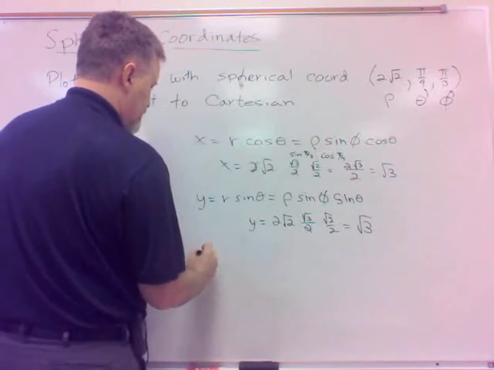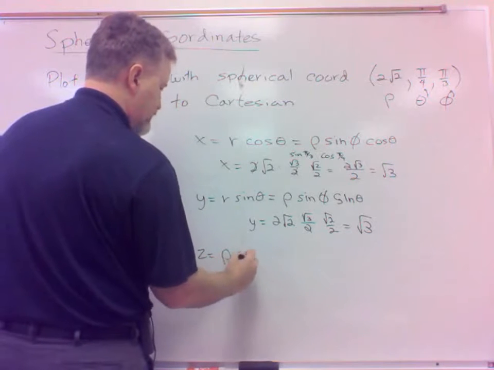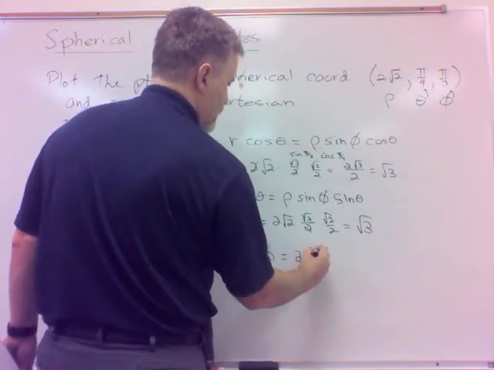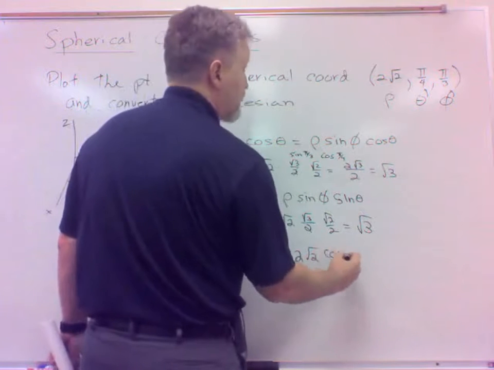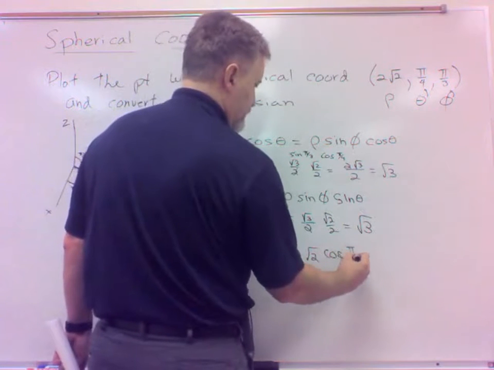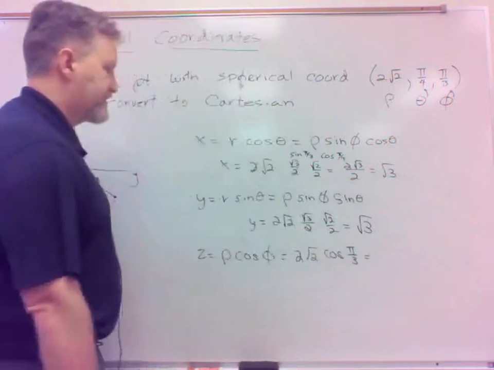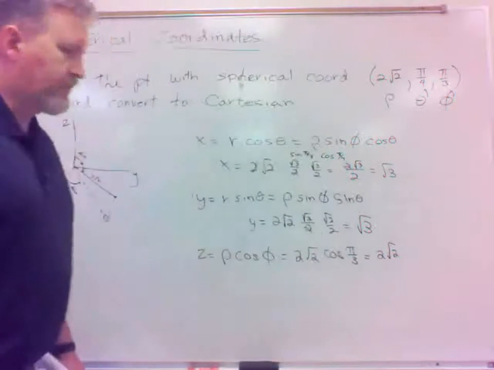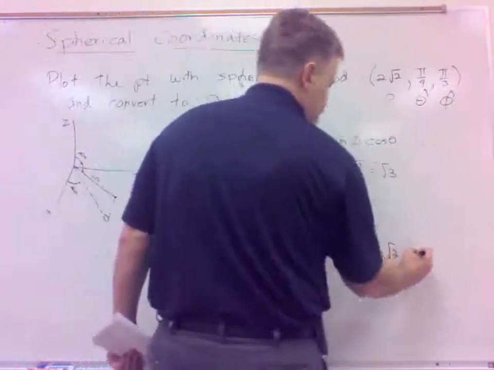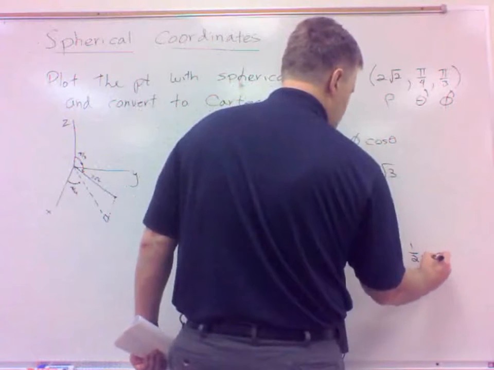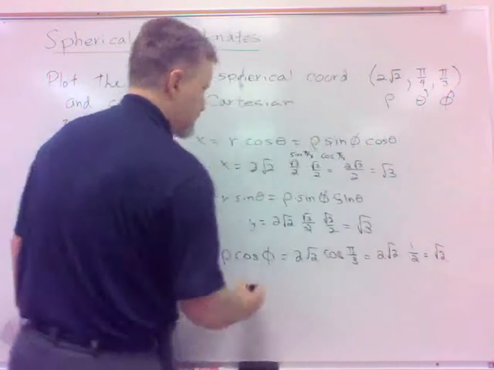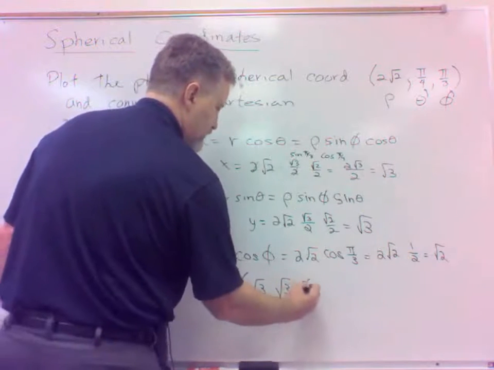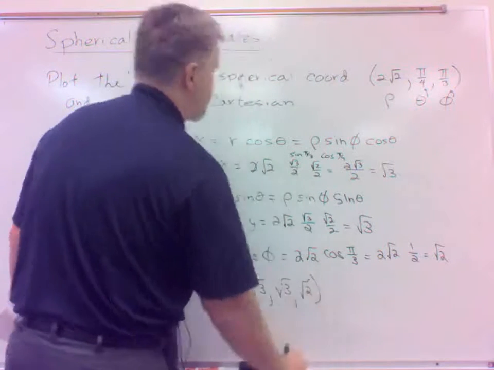All right, and then z equals rho cosine phi, and that's how you get your z. So that would be 2 square root of 2 times the cosine of pi over 3, and cosine of pi over 3 would be a half. And so we're talking about z being the square root of 2. So it's square root of 3, comma, square root of 3, comma, square root of 2.